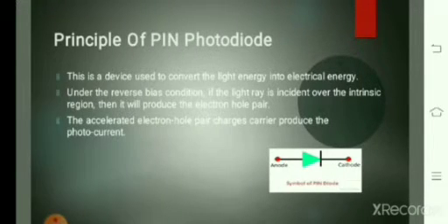Principle of PIN photodiodes. The PIN photodiode is a kind of photodetector. It can convert optical signals into electrical signals. This technology was invented in the late 1950s. There are three regions in the PIN diode: a P region, an intrinsic region and an N region.